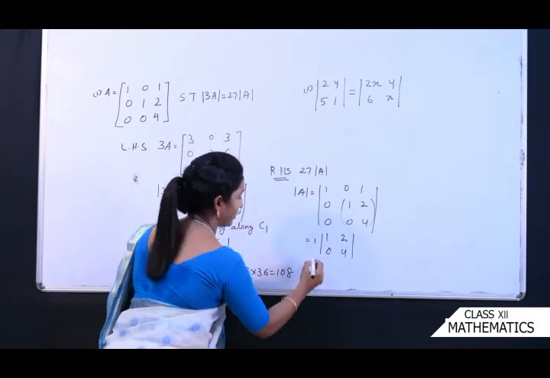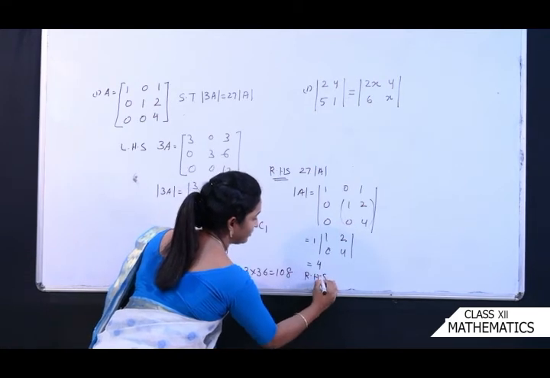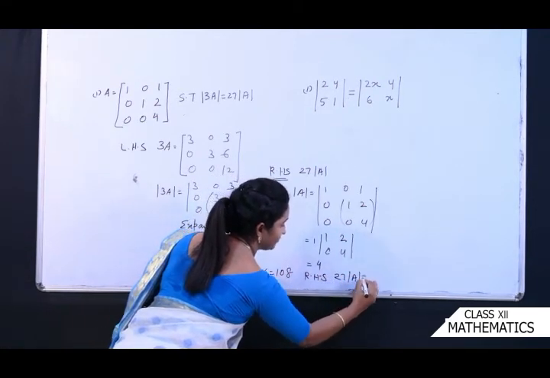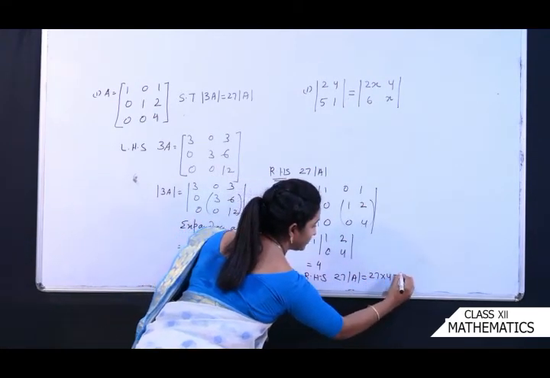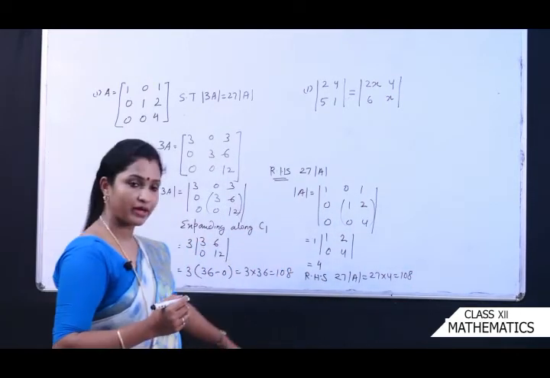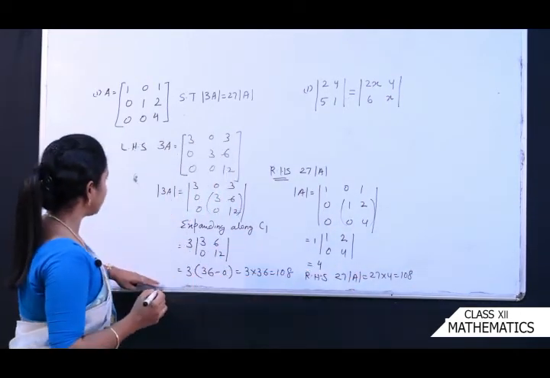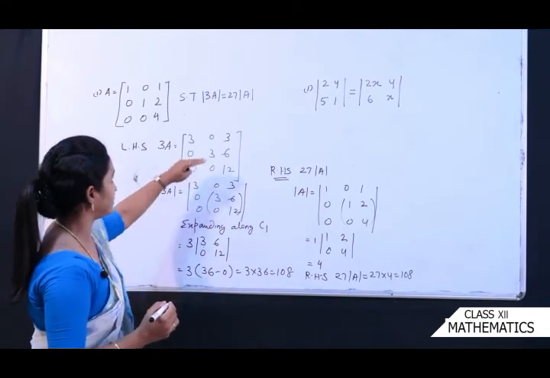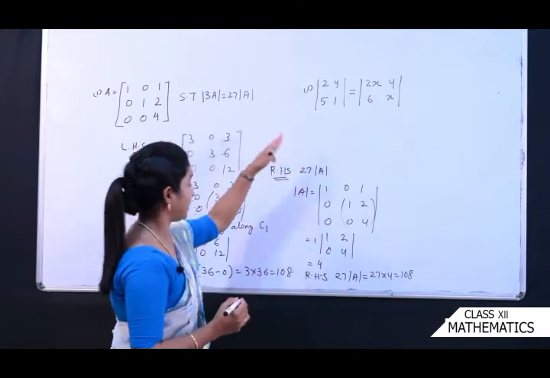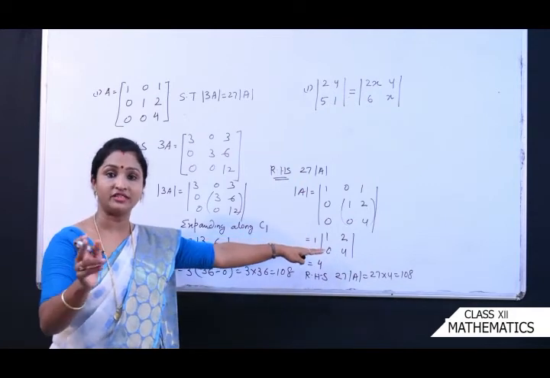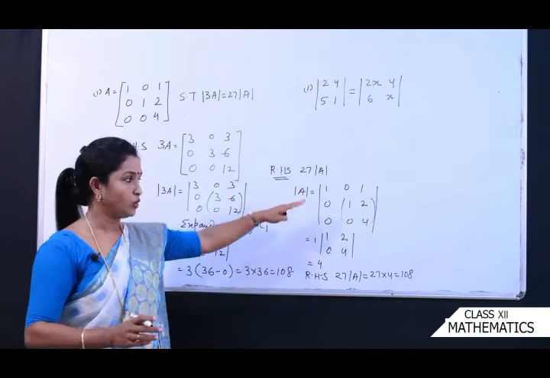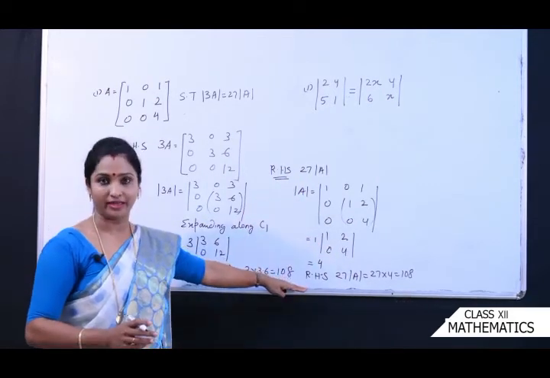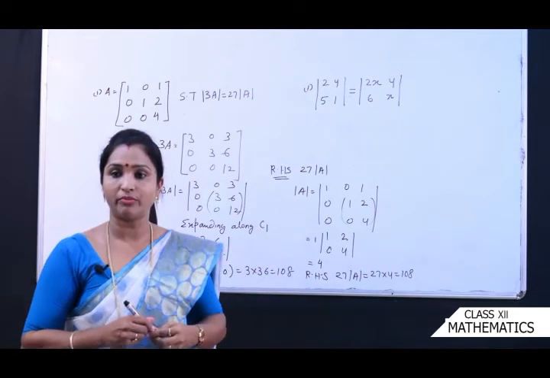Now what do you need? Your RHS is 27 into determinant A. That is 27 into 4 and it is 108. Understood? So what is the final result you got? LHS is equal to RHS, you have proved that determinant of 3A is equal to 27 determinant of A. So this is actually the result which I have explained now. It is the same result, which they have explained through an example. Now come to the next question.